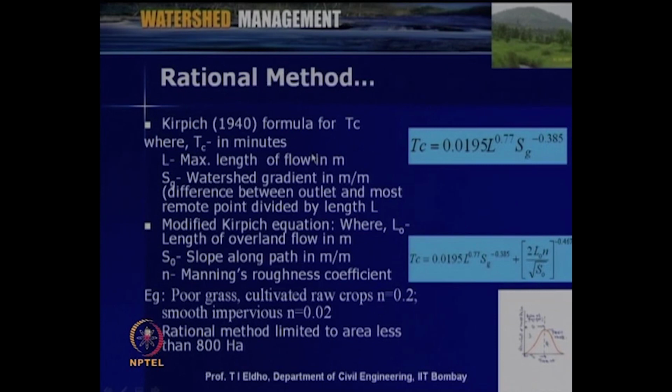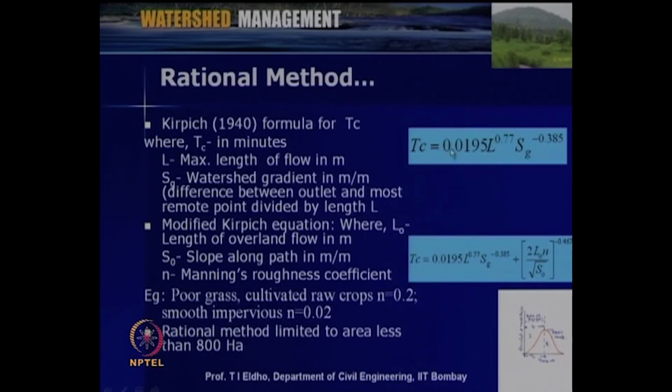As far as time of concentration is concerned, a number of equations are available based upon various observations by various researchers. One of the commonly used equations is the so-called Kirpich formula, which was proposed in 1940. That is, Tc = 0.0195 L^0.77 Sg^-0.385, where Tc is the time of concentration in minutes, L is the maximum length of flow in meters, and Sg is the watershed gradient in meter per meter. This is the difference in elevation between the outlet and the most remote point divided by length L.